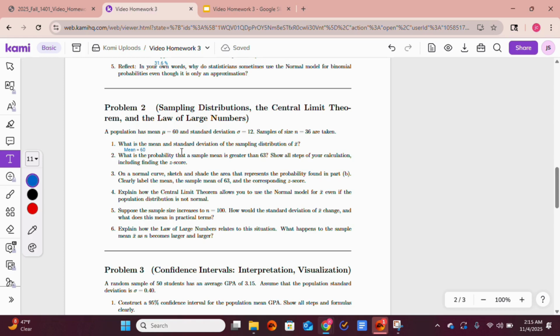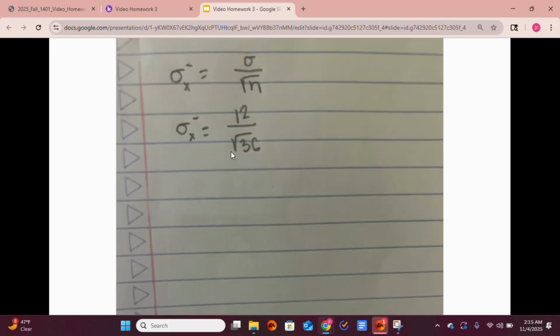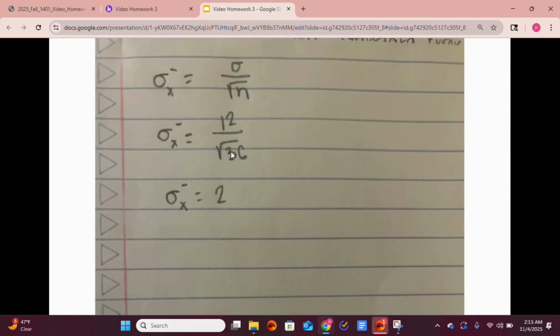For standard deviation, which would actually be standard error in this case, the equation is standard error equals standard deviation over the square root of n. When we fill this in, we have 12 over the square root of 36, and when we solve, we get standard error equals 2.